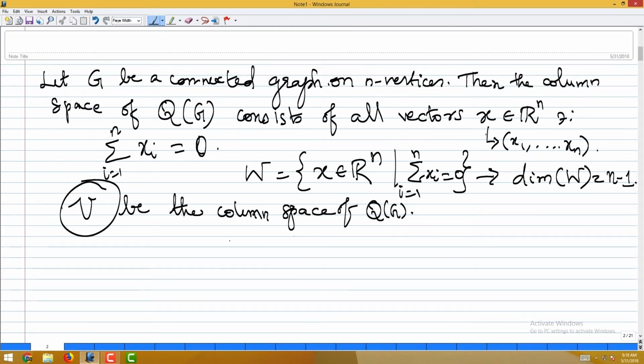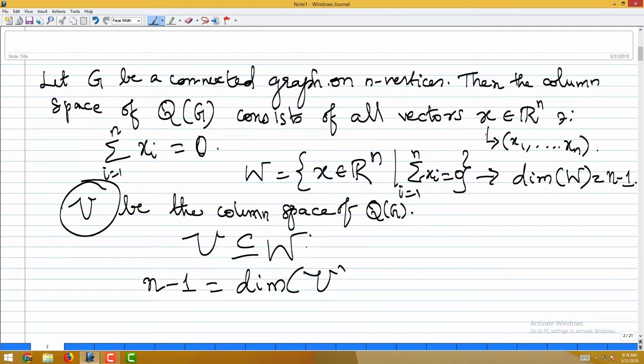So, we can immediately say that U is a subset of W, and we know the dimension of W is n minus 1. What about the dimension of U? Since we know Q's rank is n minus 1, rank equal to n minus 1 means the dimension of the range space is also n minus 1. So, therefore, we can simply say that n minus 1 is equal to the dimension of U.